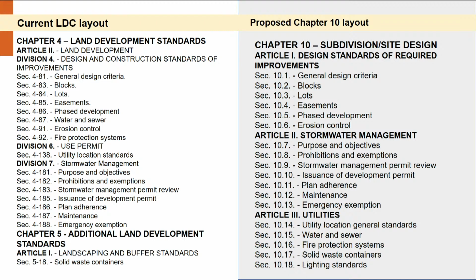Chapter 10, which is our subdivision design, again, taking a scattering of hard to piece together regulations for subdivisions and putting them under one concise chapter. So we have design for lot layouts, we have stormwater management, and we have utility management for subdivisions, all under one section.